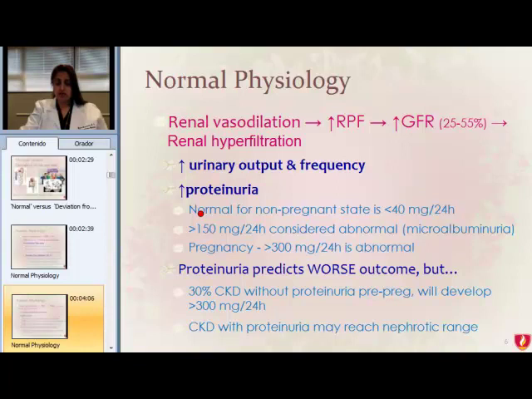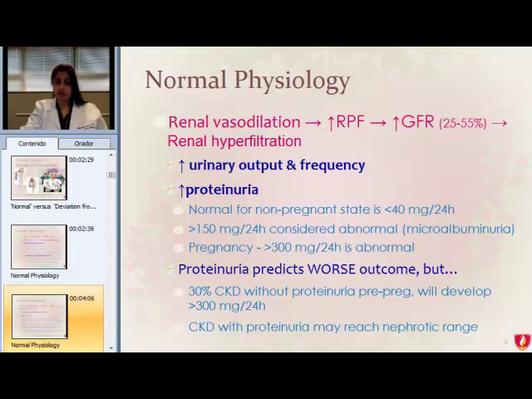As a result of the increased renal hyperfiltration, there's increase in urinary output and frequency. There's also increase in proteinuria. Normally, in a non-pregnant patient, less than 40 milligrams in 24 hours is considered normal. However, even to allow for variation in dietary intake, up to about 150 milligrams is also considered normal. However, in pregnancy, up to about 300 milligrams of protein excretion in 24 hours is normal, and only when it reaches above 300, we consider it abnormal.